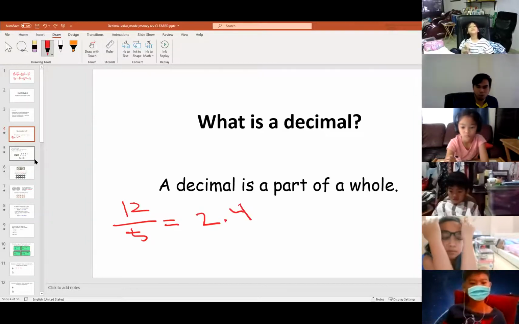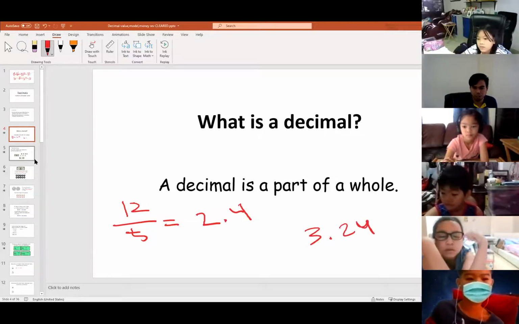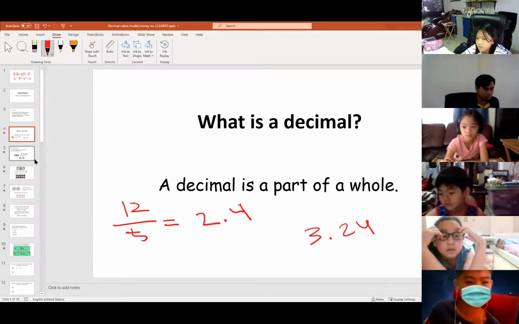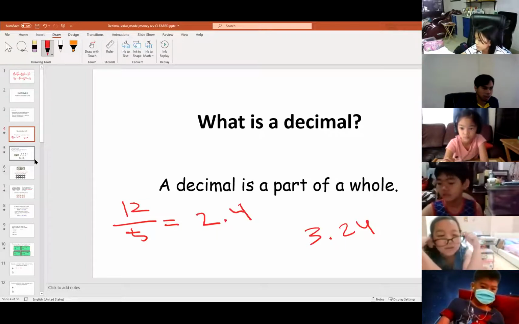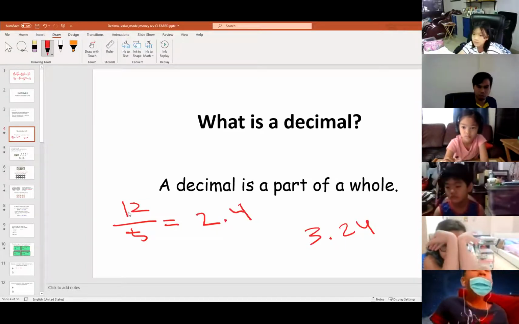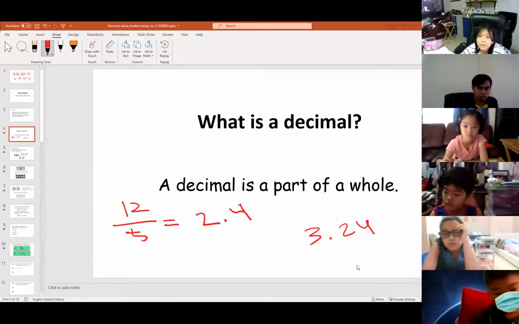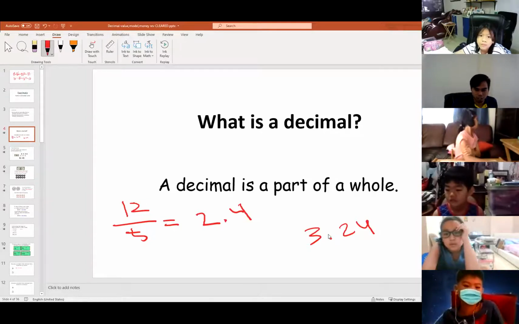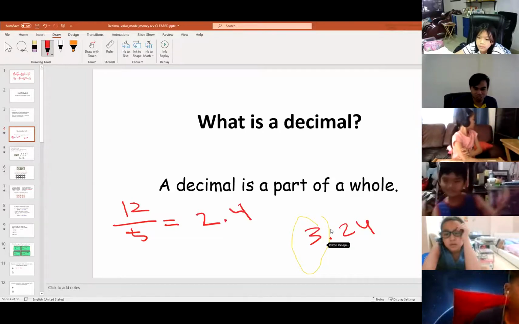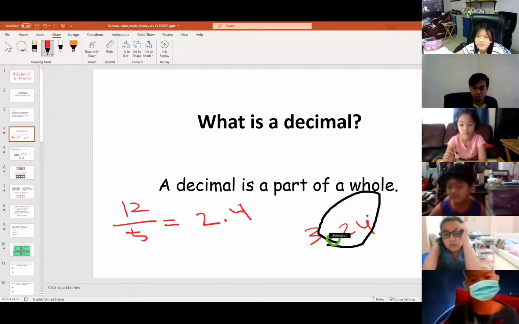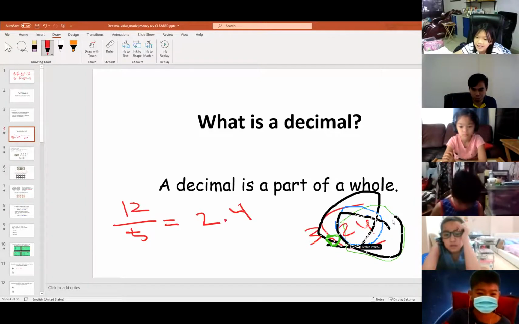Okay, give another example. Let's say 3.24, right? So what is the decimal, the part of a whole? Which one is it? Okay, I will allow you to write on the board. Circle where's the part of a whole. Where's the decimal? See the 3? See the dot? Is that a part of a whole? That's the whole number. No. Where's the part of a whole? There. Okay, here, right? 0.24, that's the part of a whole. That's the decimal. Okay, enough.